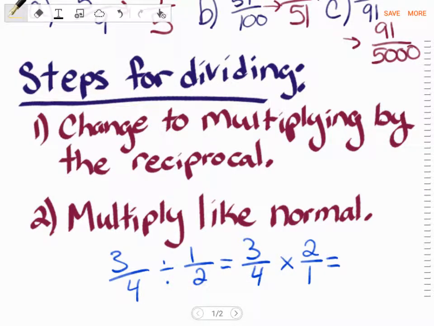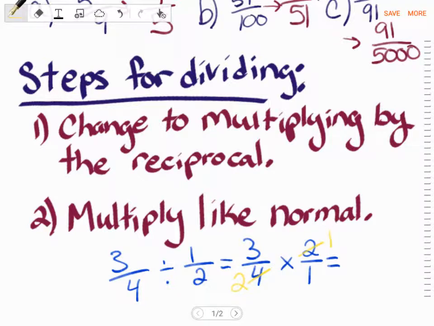Here, if I can think of any number that goes into both 3 and 1, the only number that I can think of is 1. And if I divide by 1, it's not going to help me out. But here, with 4 and 2, I can divide both of these by 2. We can simplify that by 2. And of course, I'm always looking at the ones that are across from each other. So I'm looking at 4 and 2, and I know that 2 goes into both of them. 2 goes into 4 2 times, and 2 goes into 2 1 time.